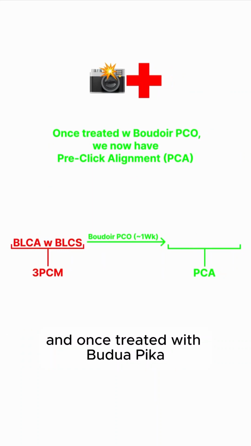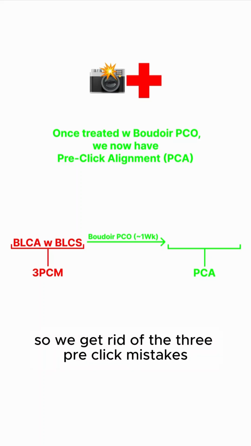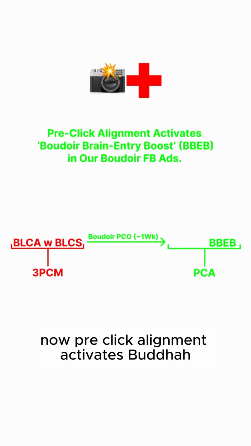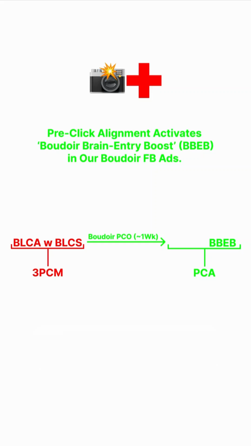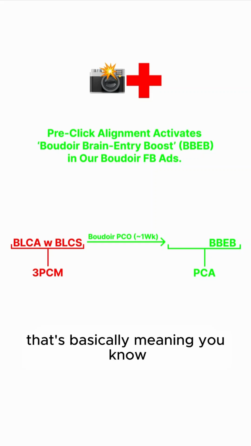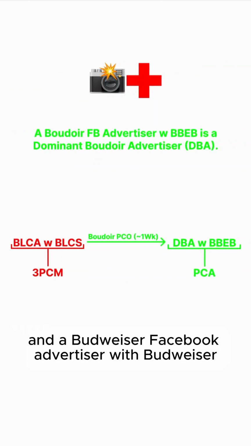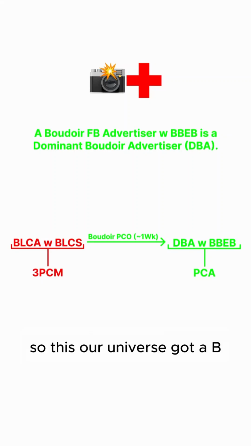And once treated with Boudoir Pico, we now have pre-click alignment, PCA. So we get rid of the 3 pre-click mistakes, and instead we achieve pre-click alignment. Now, pre-click alignment activates Boudoir brain entry boost in our Boudoir Facebook ads. It basically means we finally got our unique CTR all above 6%. And a Boudoir Facebook advertiser with Boudoir brain entry boost is a dominant Boudoir advertiser, a DBA. So this is our universe.